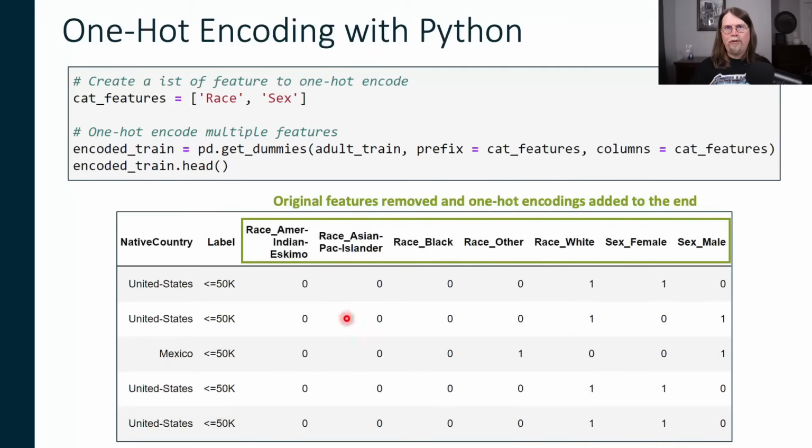So you won't see race anymore as a column on the data frame because it's gone, right? It's now been one-hot encoded. It's been replaced by these representations, which is exactly what you want. Also notice that I'm passing in the entire adult trained data frame. Get dummies is smart. If you pass it an entire data frame, it will only one-hot encode the things you explicitly tell it to, and it'll leave everything else unchanged, which is nice.